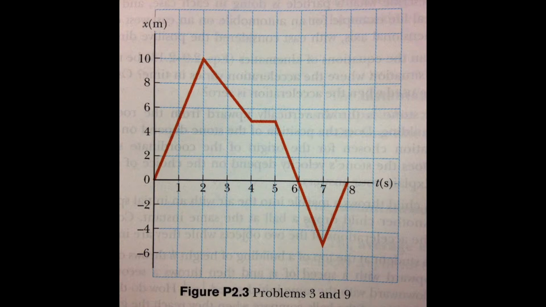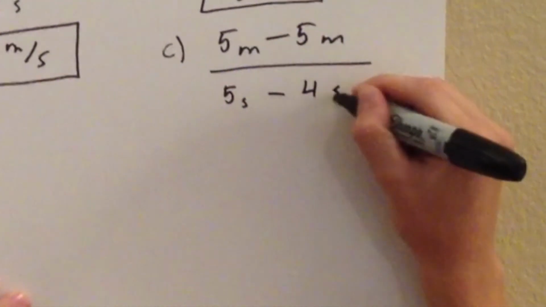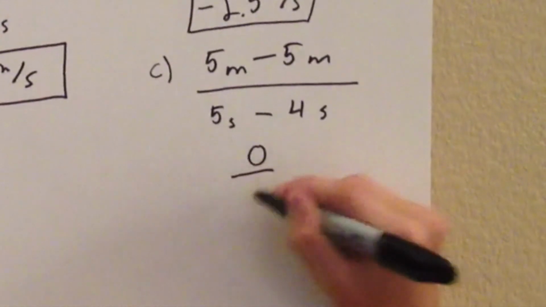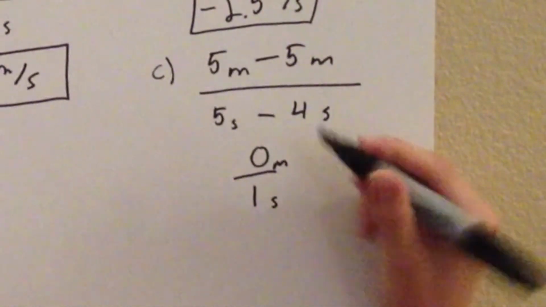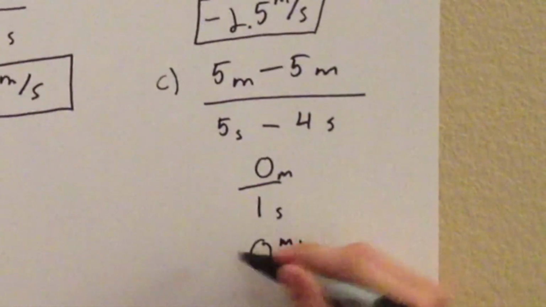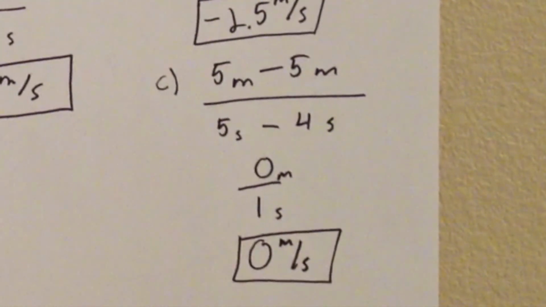If we take a look at the time, we notice that it began at 4 seconds and it ended at 5 seconds, where the final time was 5 seconds minus the initial time of 4 seconds. With some basic algebra, we see that we can get 0 divided by 1. And on any good day, we know that that is 0 meters per second. That is the instantaneous velocity at 4.5 seconds.